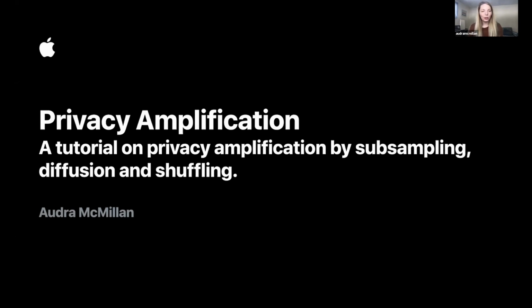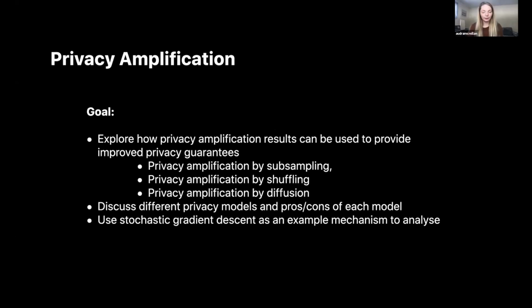Okay, so I'm going to talk about privacy amplification, specifically in differential privacy. Our goal throughout this talk is going to be to explore how privacy amplification results can be used to improve privacy guarantees. We're going to be talking about three specific types of privacy amplification: by subsampling, by shuffling, and by diffusion or post-processing. All of these techniques come with their own privacy models, some assumptions you need to make. We'll talk about the pros and cons of those models.